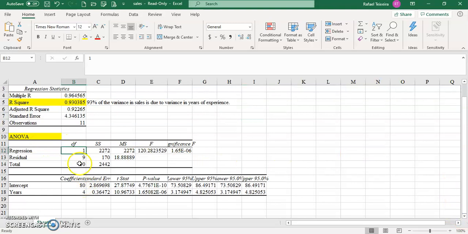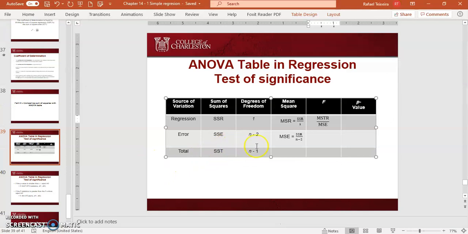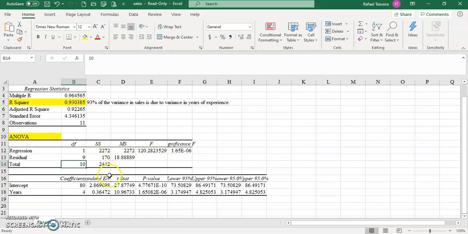So remember the degrees of freedom. I told you, only one independent variable, which is student population. We have 11 observations, 11 cases, 11 restaurants. The degrees of freedom: 11 minus 2 is equal to 9. 11 minus 1 equals 10. These are the degrees of freedom that we have here.